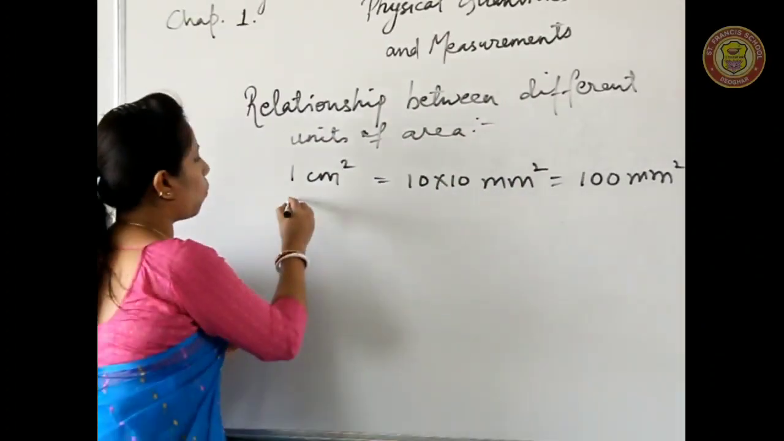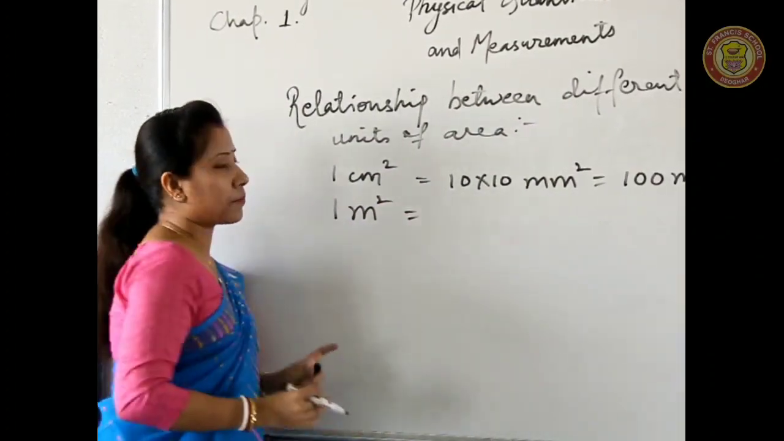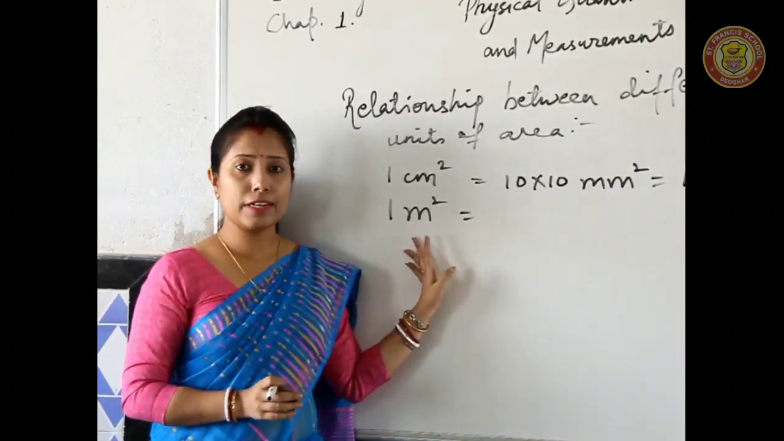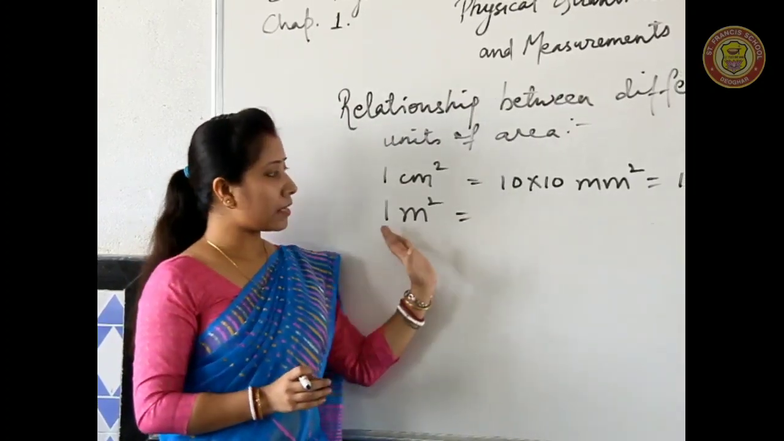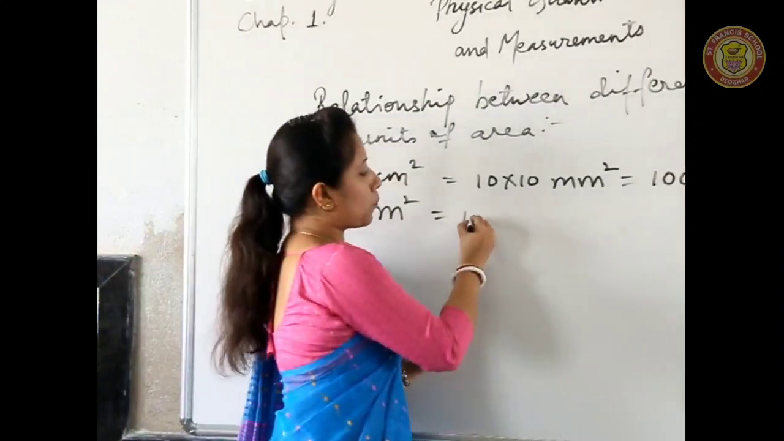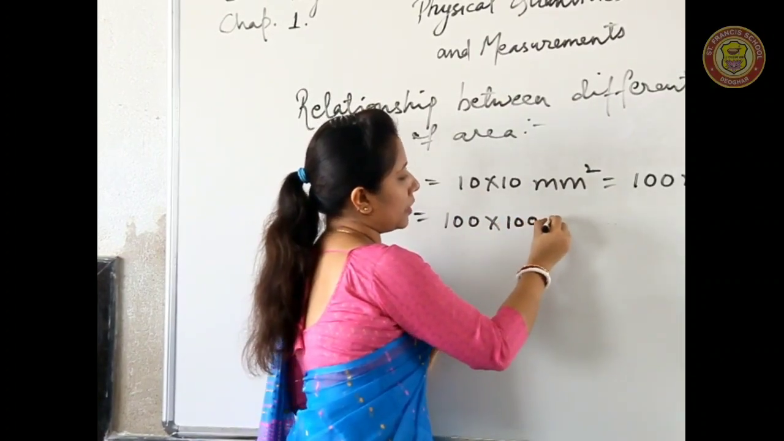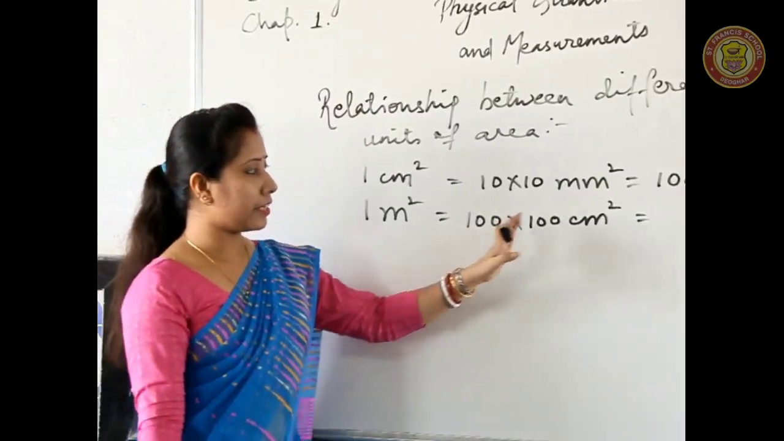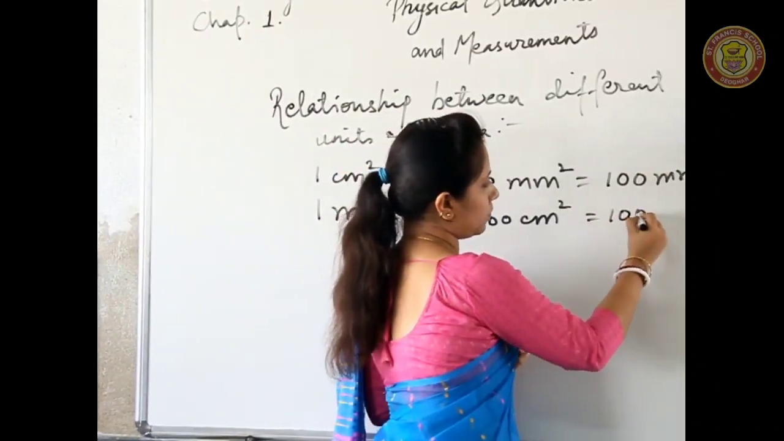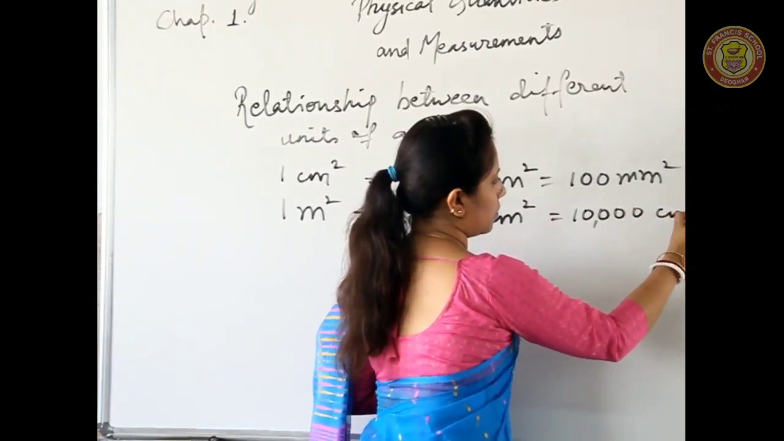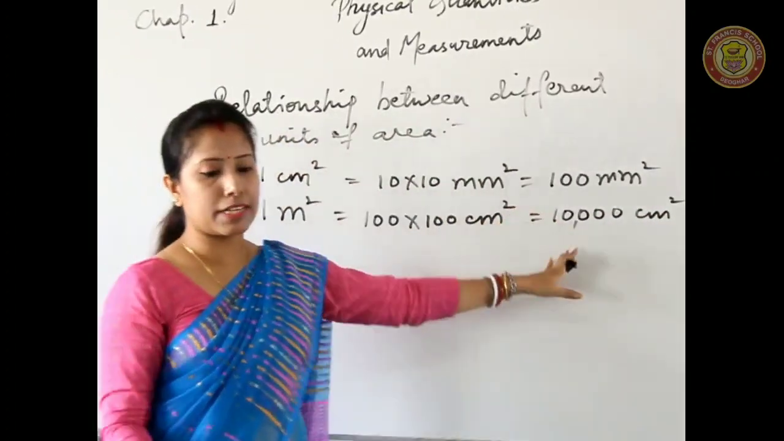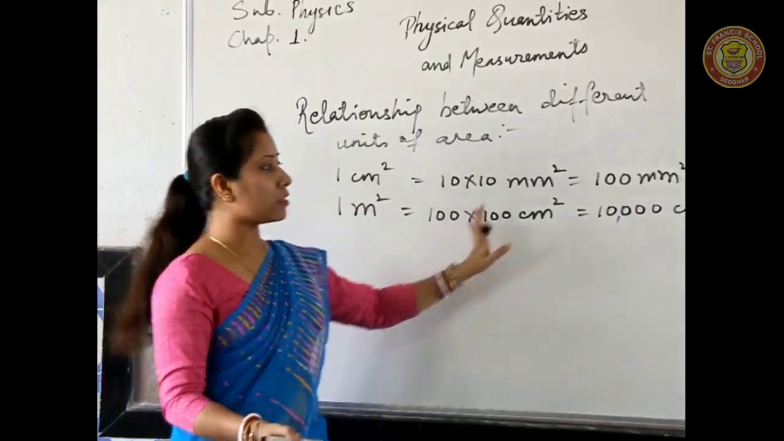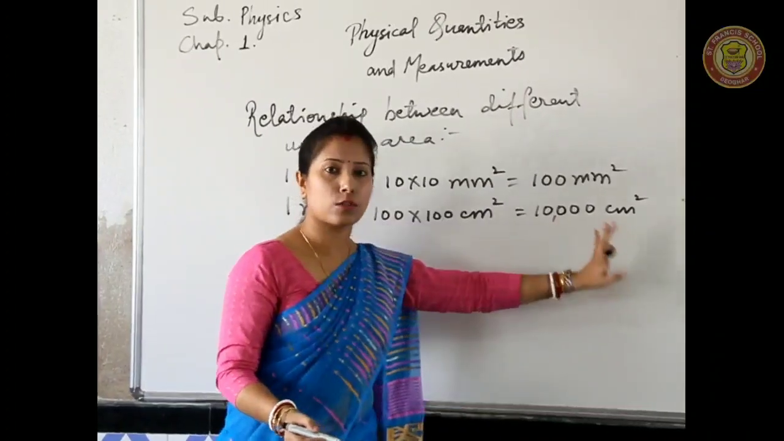Next is 1 meter square. So 1 meter equals 100 centimeter. So 1 meter square will equal 100 into 100 centimeter square. On multiplying this 100 into 100, we will get 10,000 centimeter square. So we are getting 1 meter square equals 10,000 centimeter square.